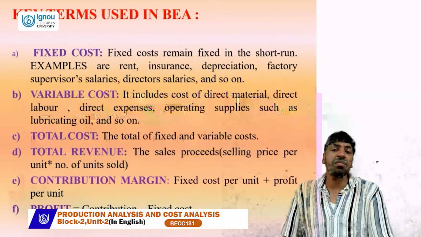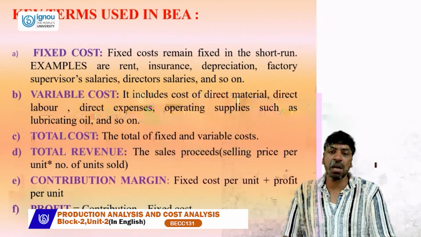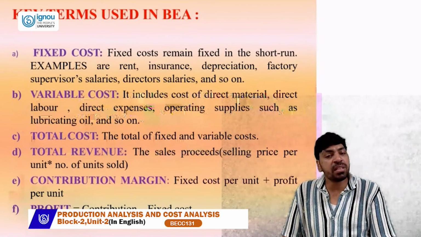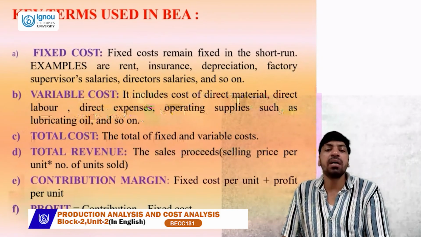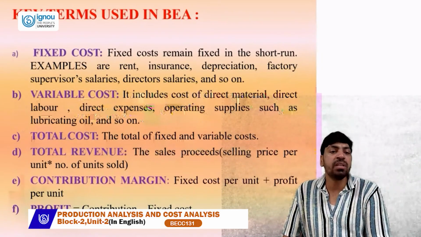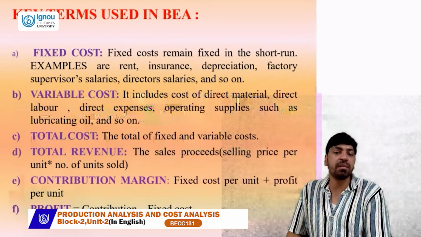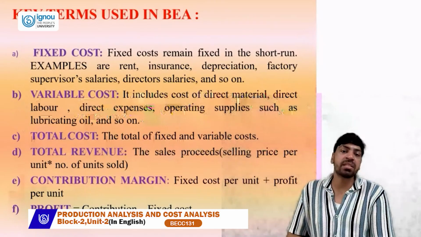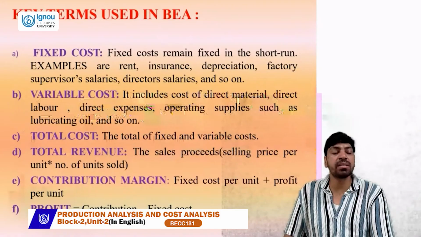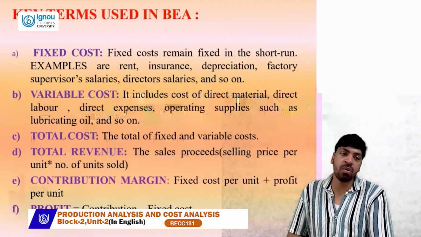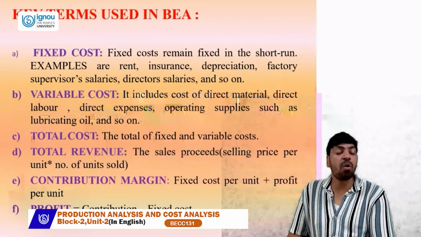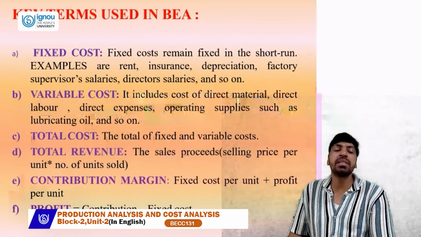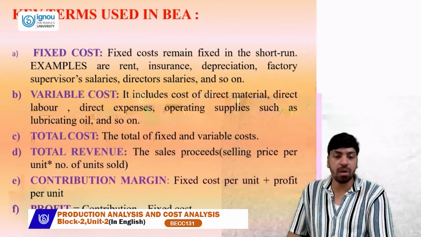Variable costs are those costs which are not fixed in the short run, but change with changes in expenditure. They include the cost of direct material, direct labor, direct expenses, and operating supplies such as lubricating oil, which is mainly used for machinery and plants. Total cost is a combination of fixed and variable cost.